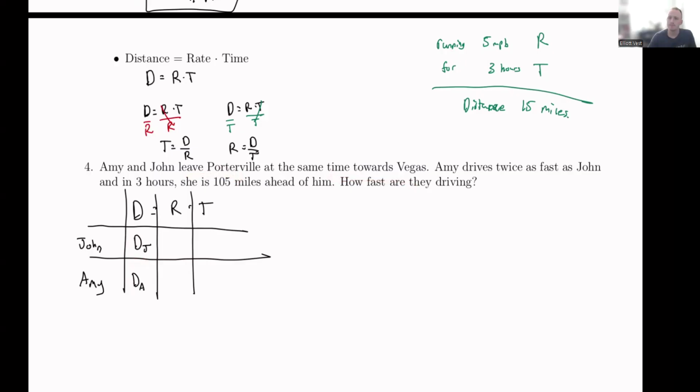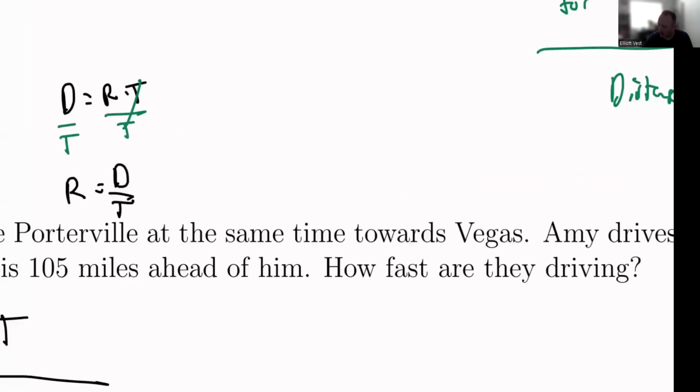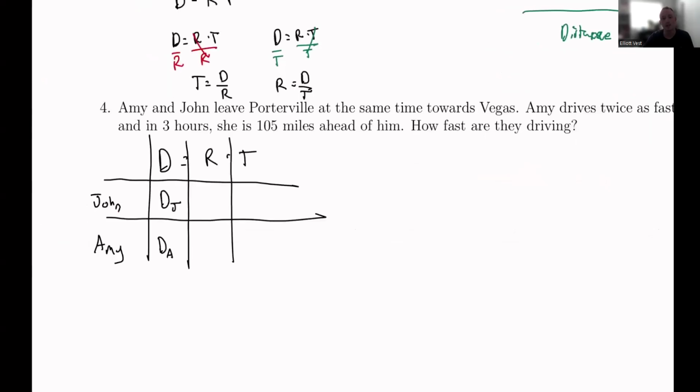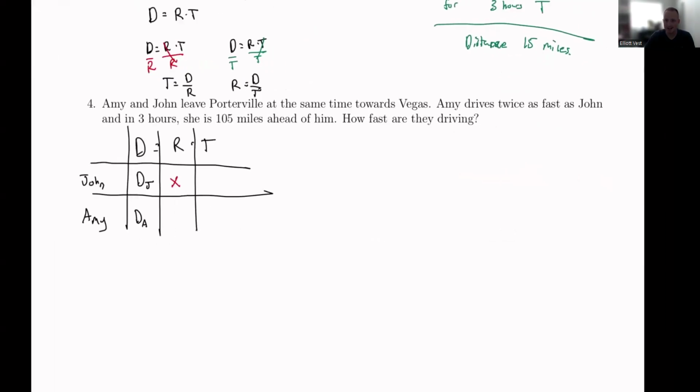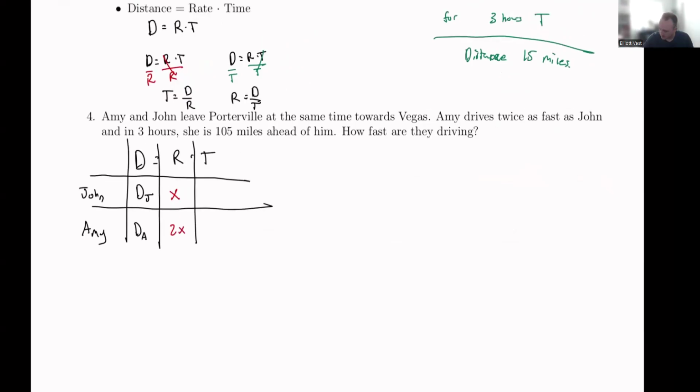Okay. How fast are they going? Are they going 10 miles an hour, 100 miles per hour? Well, they don't give us that either, but they give us a hint that however fast John is driving, Amy's driving twice as fast. I can set another variable for this, but there's a relationship between these two variables, right? If John is going an x speed here, Amy drives twice as fast. So how fast is Amy driving? Well, 2x. Distance is equal to rate times time.